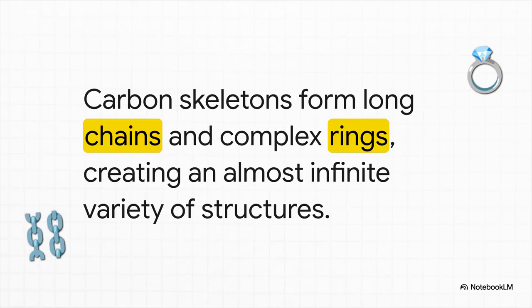And because it can form those 4 bonds, carbon can link up with other carbon atoms to build these long, straight chains, or branched structures, or even really complex rings. It's basically nature's ultimate Lego brick, right? It can build an almost infinite variety of shapes. And this one feature, this versatility, is the foundation for everything else we're about to talk about.